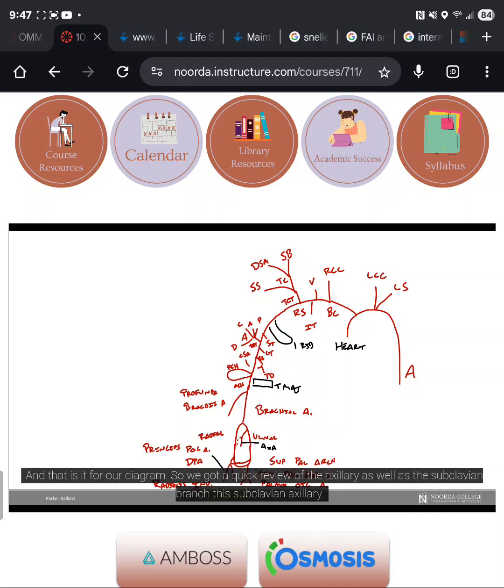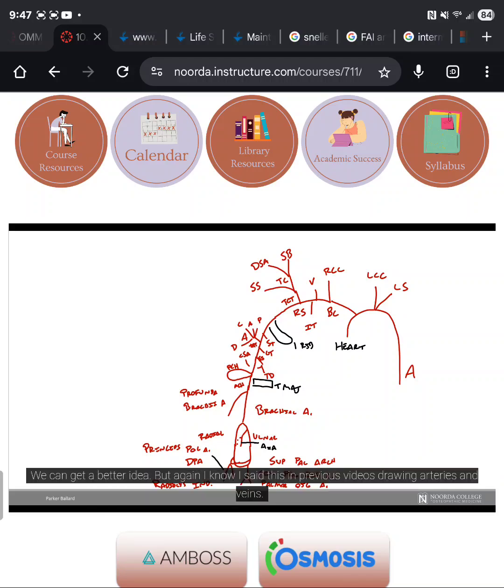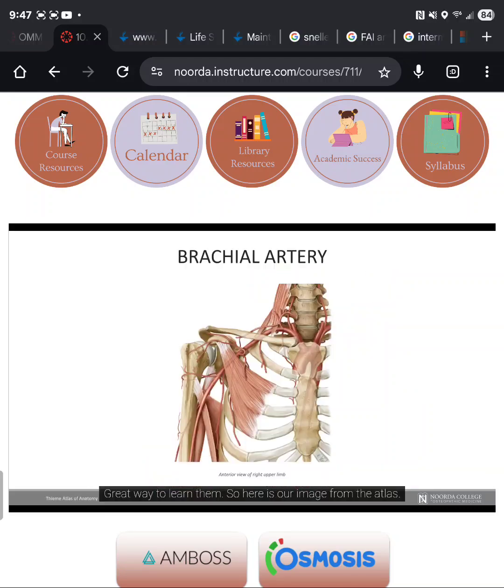So we got a quick review of the axillary as well as the subclavian branches of subclavian axillary, and then some of these branches that are going to the arm, forearm, and hand. So now we're going to switch to the actual images from the atlas so we can get a better idea. But again, I know I said this in previous videos, drawing arteries and veins, great way to learn them. So here is our image from the atlas.